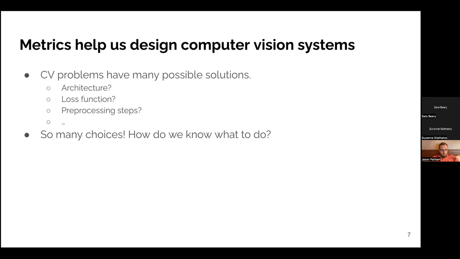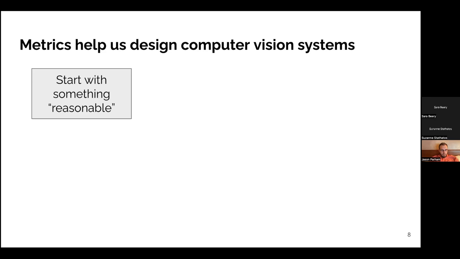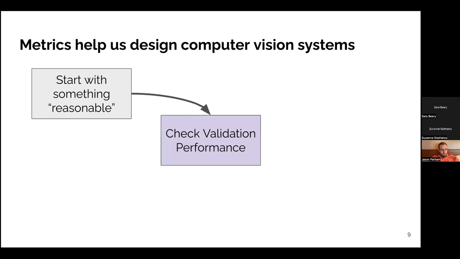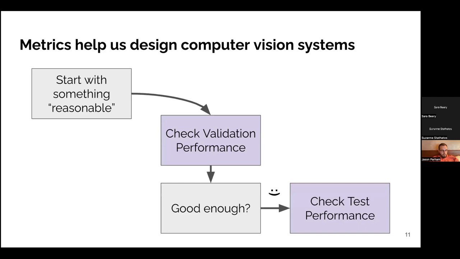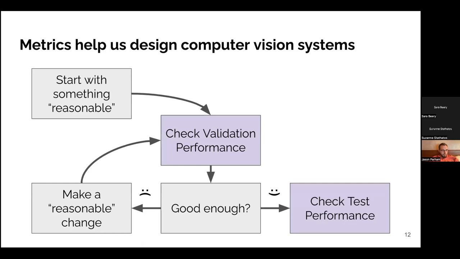I'm going to let you in on the secret to how all computer vision systems are designed. You first start with something quote unquote reasonable, where that's up to you really. It's our job here as instructors to help you figure out what is a reasonable place to start. Then you check your validation performance to see how well your reasonable thing is doing, and you decide if it's good enough somehow. If it is good enough, then you check your test performance and you write your paper and you go home. If it's not good enough, you make some kind of reasonable change and go back and check the validation performance again. You repeat this until it is good enough and you're happy, or you give up. This is how computer vision systems are developed, in this iterative, metric-driven way.